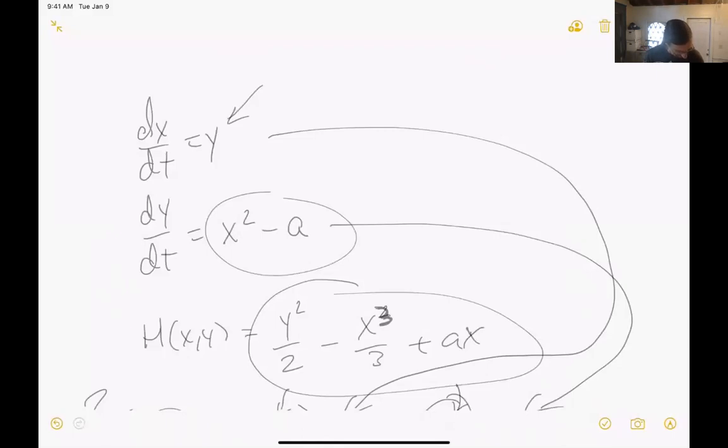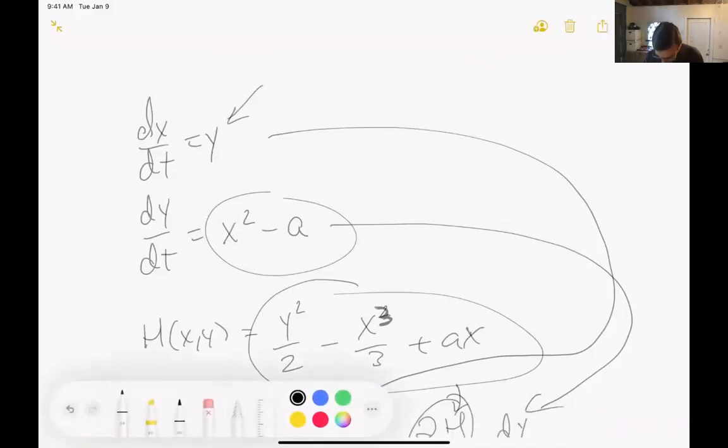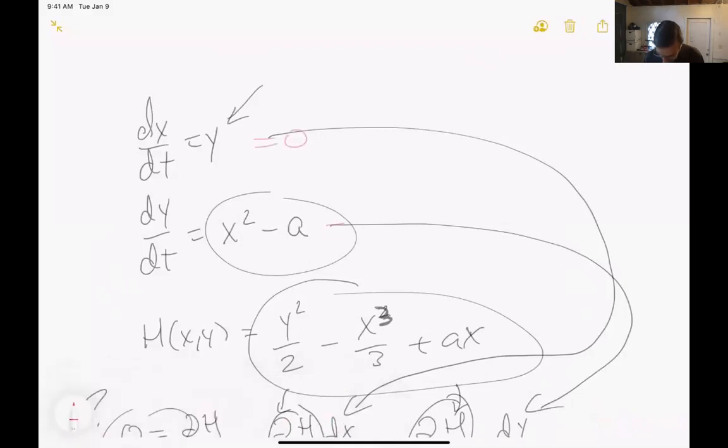And we want to go through and check the equilibrium points. That's the next part of the problem. It says, show the system has equilibrium points at plus or minus square root of a, comma 0 if a is greater than or equal to 0, and no equilibrium points if a is less than 0. So again, we're going to set this equal to 0 and this equal to 0. This just gives us y equals 0. And this gives us x squared equals a, which means x equals plus or minus square root of a.